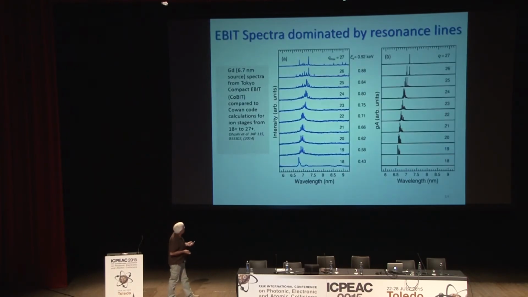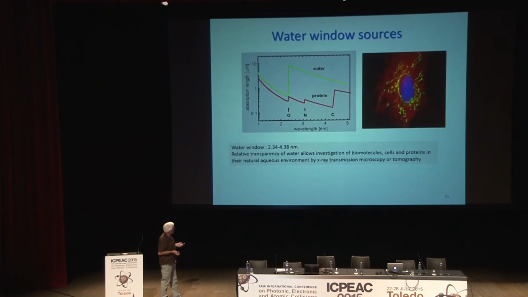If you go to using, and this is a recent result from that received by Hayato Ohashi at UEC in Tokyo, using the EBIT. Again, these are Cowan code calculations, and here we've got the emission spectra in this case, with decreasing ion stage. And I want to analyze these things.